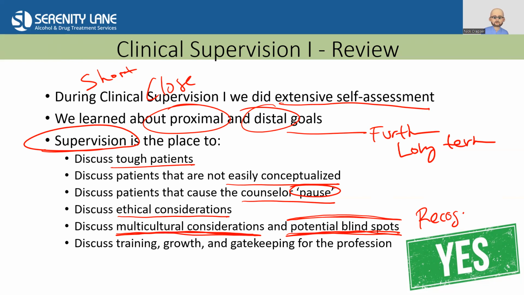It's also the spot where we want to discuss growth and gatekeeping. We want to be gatekeepers for the profession. So if something is coming up that we want to be able to discuss, we have those conversations with our supervisees to make sure that we're allowing people to come into the profession that are ready for the profession, that are going to be good counselors, and that are going to be good for the patients and good for the quality of care.